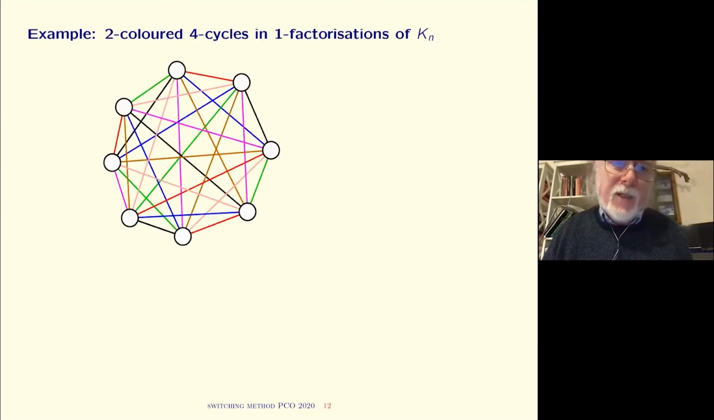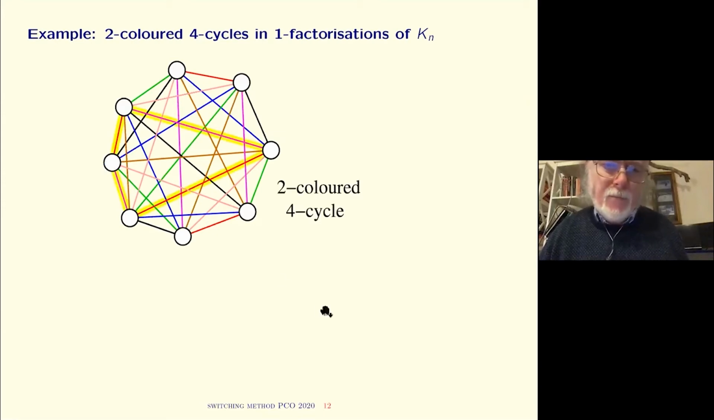So here's another one that I just made up. We've got a one-factorization of the complete graph given by colors. And let's suppose that all one-factorizations are equally likely. And if you look in here, you find some 4-cycles with 2 colors. For example, there's a pink, red 4-cycle there. And we want to find an upper bound on the probability that there's a very large number of these in our random one-factorization. So what can we use as a switching?